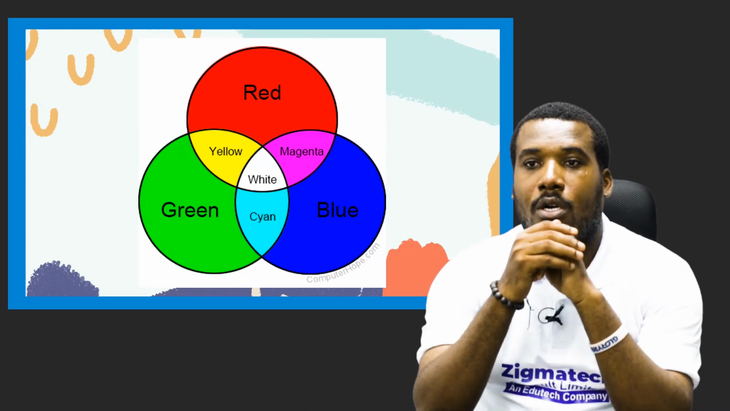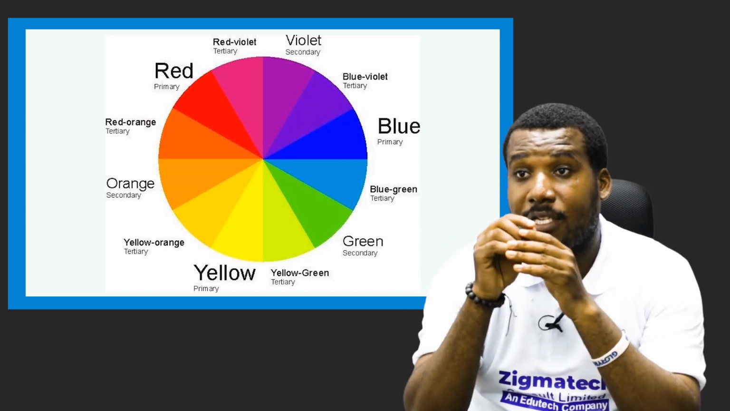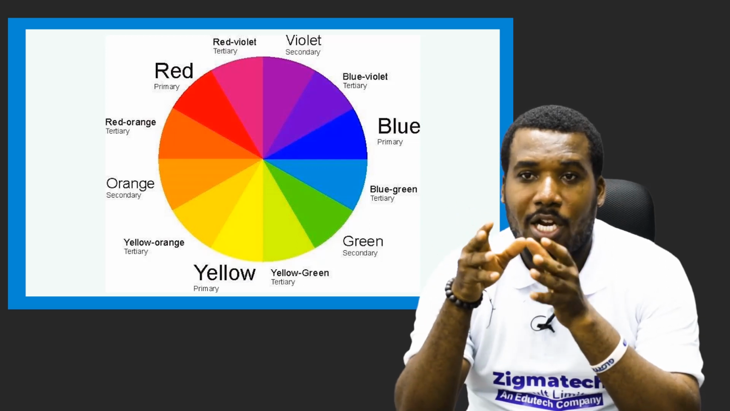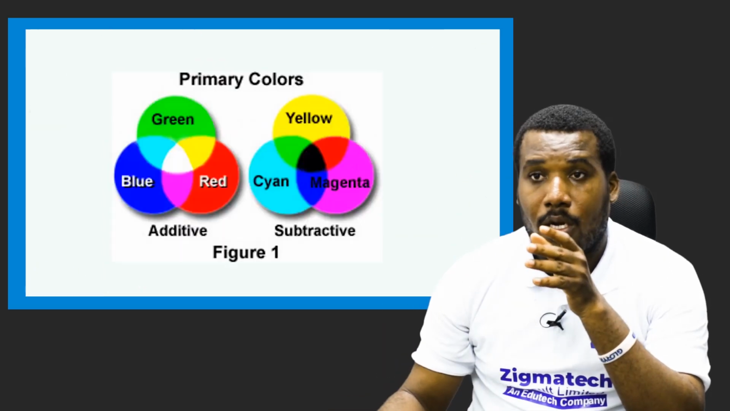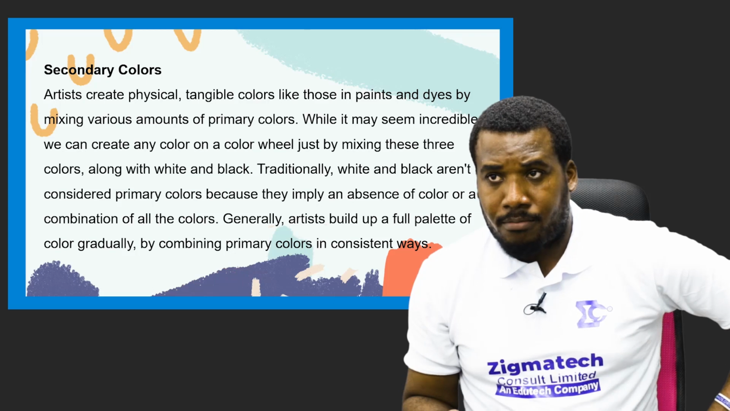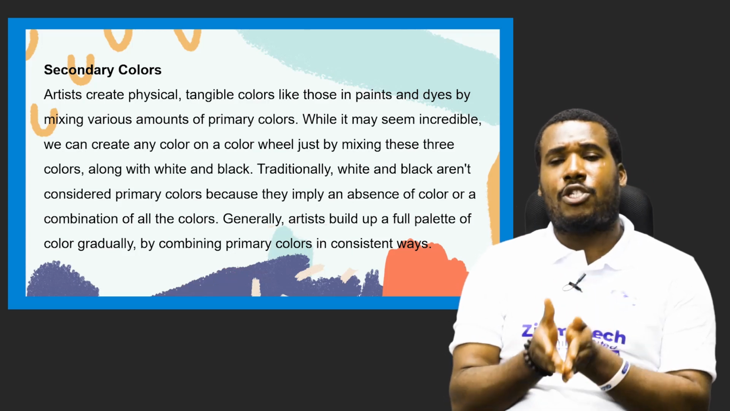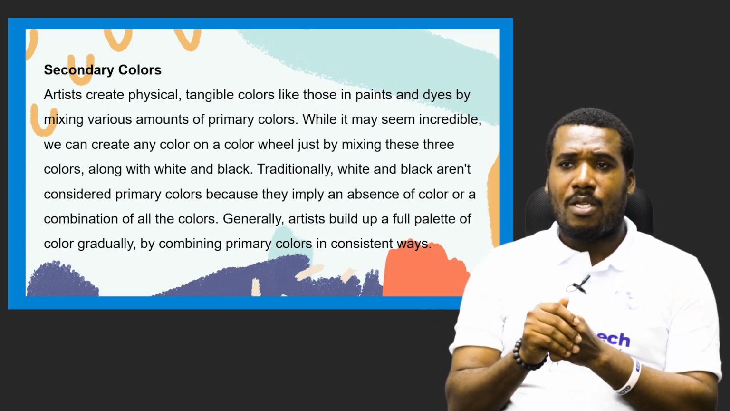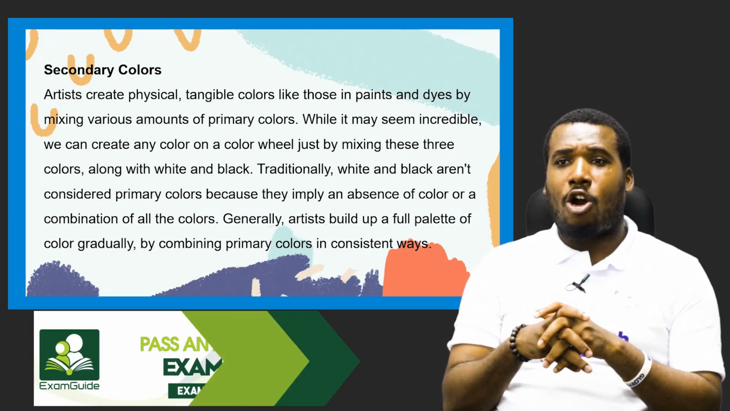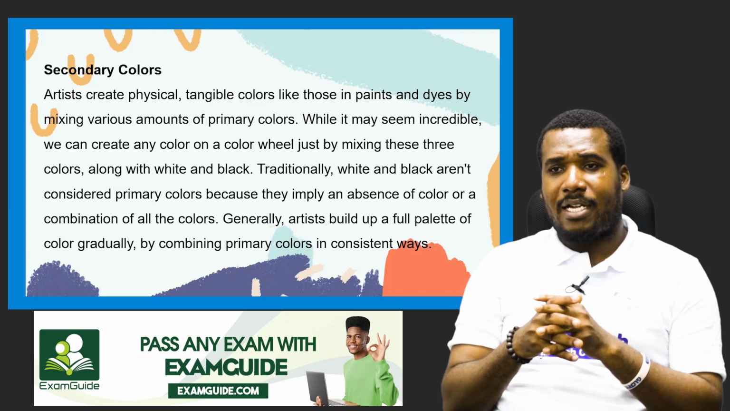Now, before I go further, we notice that whilst there are primary colors, there are also secondary colors. Secondary colors, as we'll see later: artists create physical, tangible colors like those in paints and dyes by mixing various amounts of primary colors. So, secondary colors are colors that are gotten from the mixture of primary colors. While it may seem incredible, we can create any color on a color wheel just by mixing these three colors along with white and black.